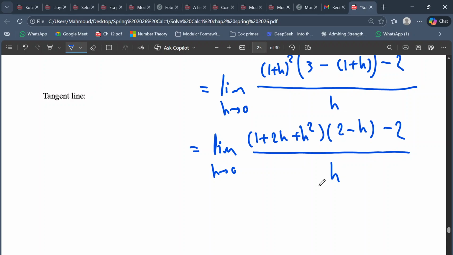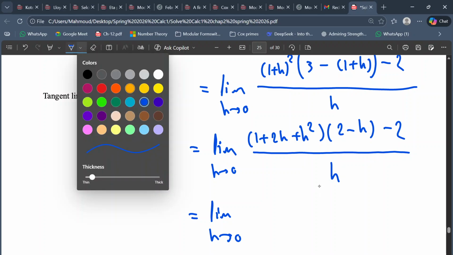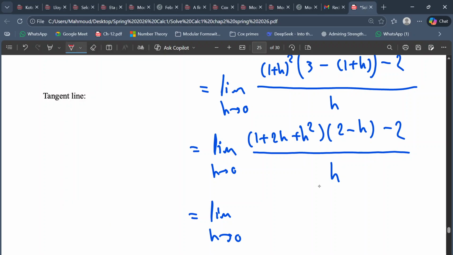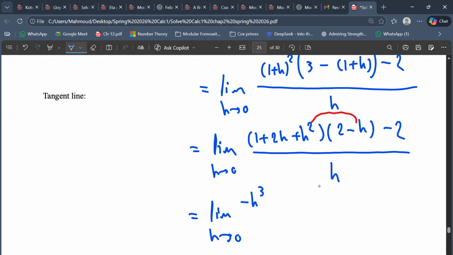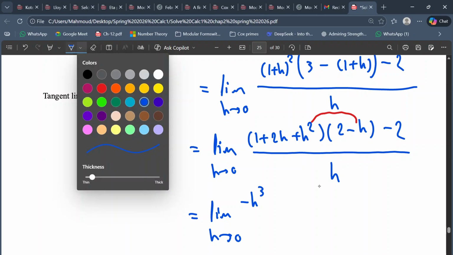Now, to multiply this, limit as h goes to 0. Let's start from the highest degree, okay? I will tell you how to do it. First, minus h times h squared, minus h cubed, right? Do we have another h cubed? No. Go to h squared now. How to get h squared?